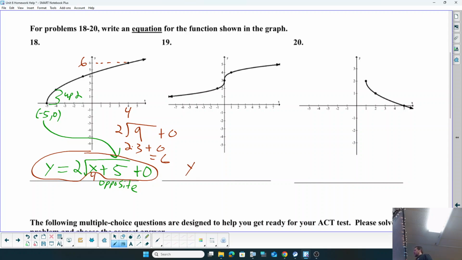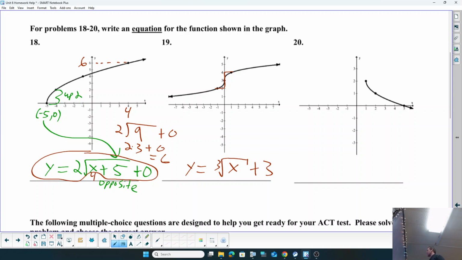What do you think? Is it square root or cube root? Well, it's just over 1, up 1, and down 1, back 1. Yeah, it's going to be a cube root. But is it shifted up or down or left or right? Yeah, it shifted up. Shifted up 3. So there we go, shifted up 3.